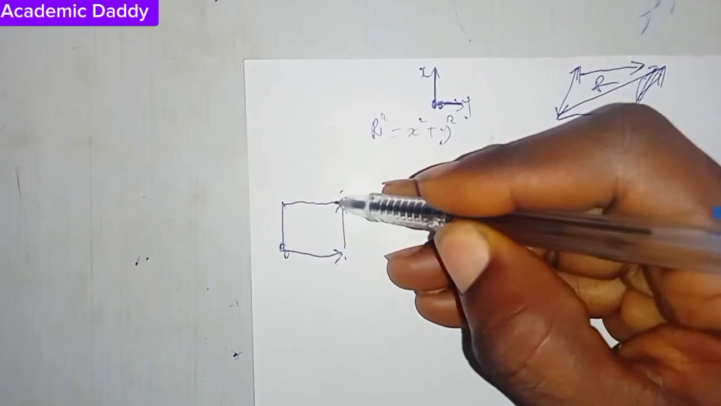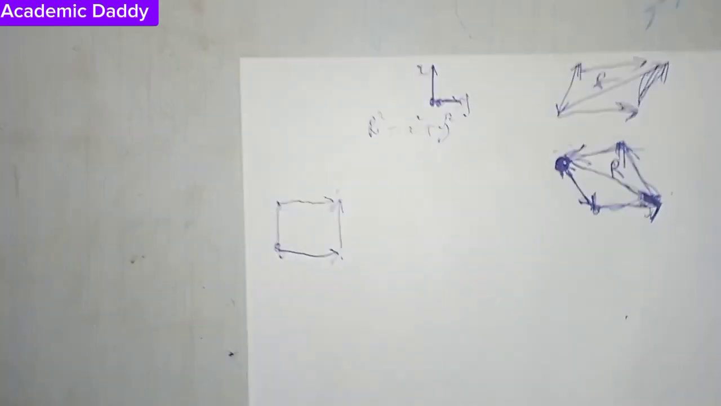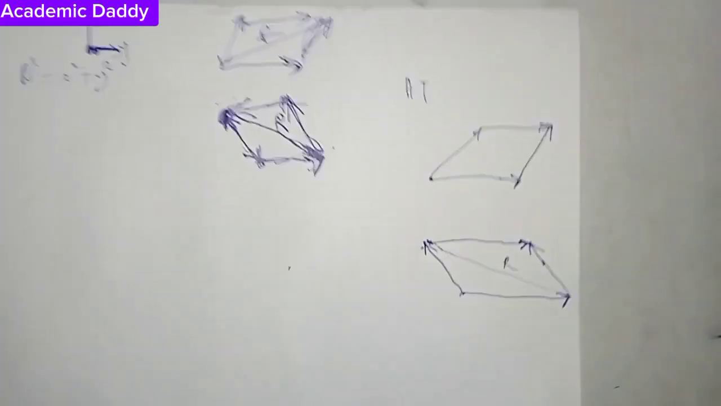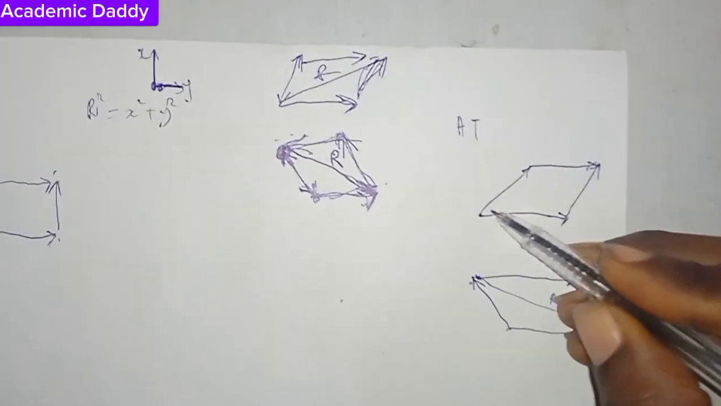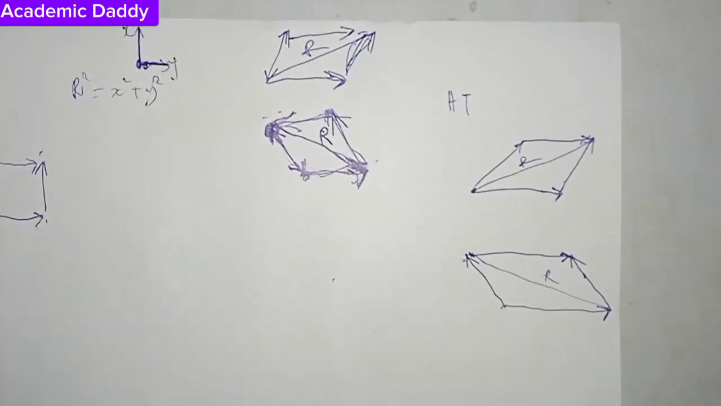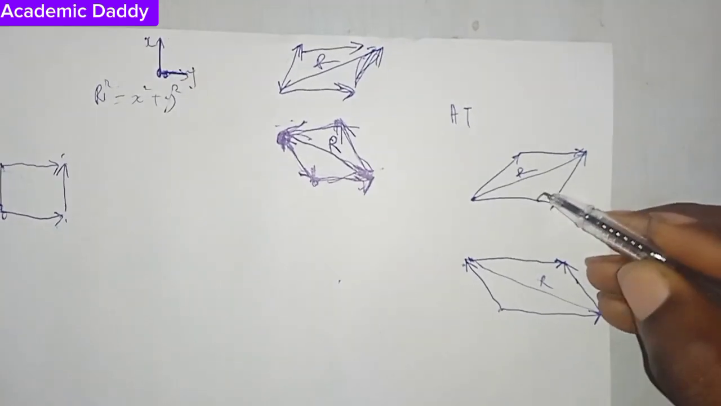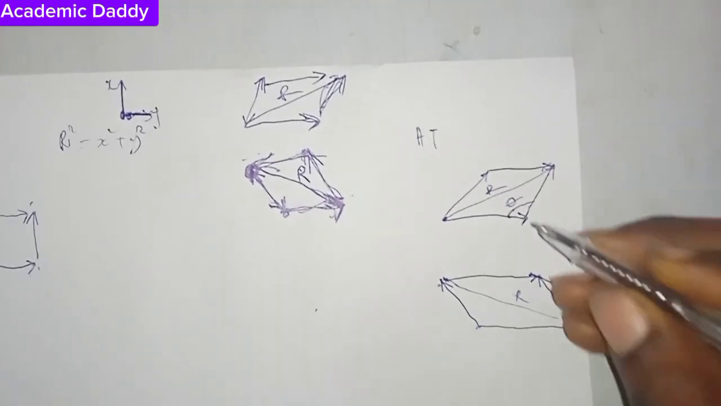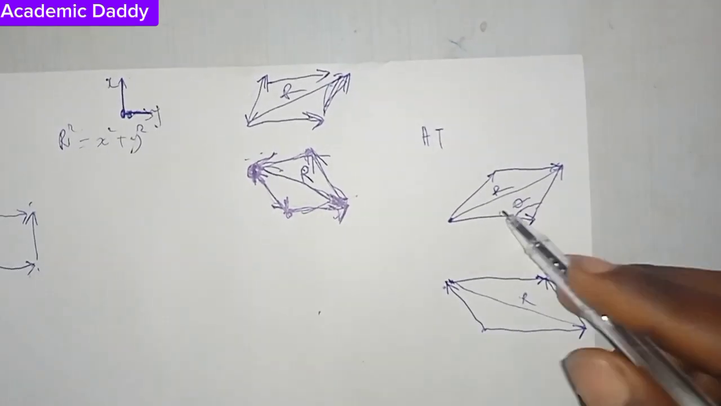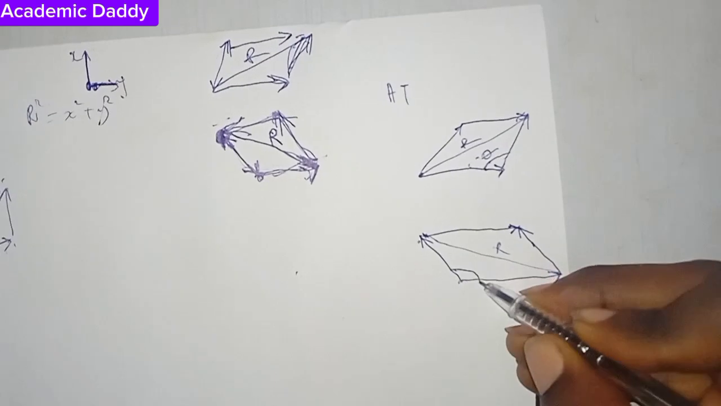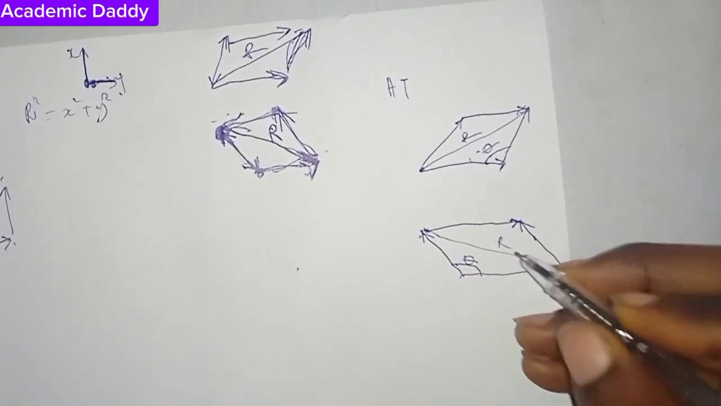So the key thing to remember is that in a parallelogram, when I have this, this part that seems longer is where I will get my resultant. The same thing with this. So I will always get my angle. The angle I will be using to solve will always be the angle facing the resultant, the diagonal. The angle I will always use to solve will always be the angle facing the resultant, the diagonal.